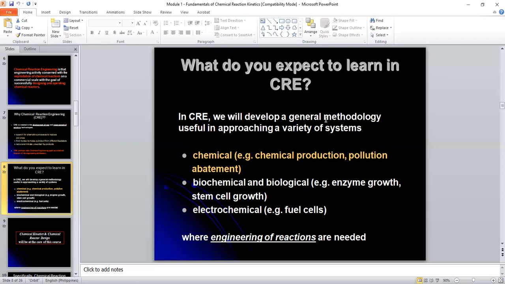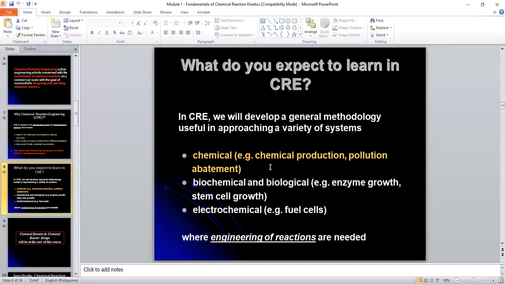So that is why the term is a general methodology. We will develop this general methodology useful in approaching a variety of systems. So we will limit our systems here into chemical systems, because biochemical and biological systems are being discussed in your biochemical engineering come next year in your first semester. So although in part you will have an idea of what's enzymatic growth, what is microbial growth, this will be discussed in detail in your biochemical engineering. So our concern is the chemical systems in here.